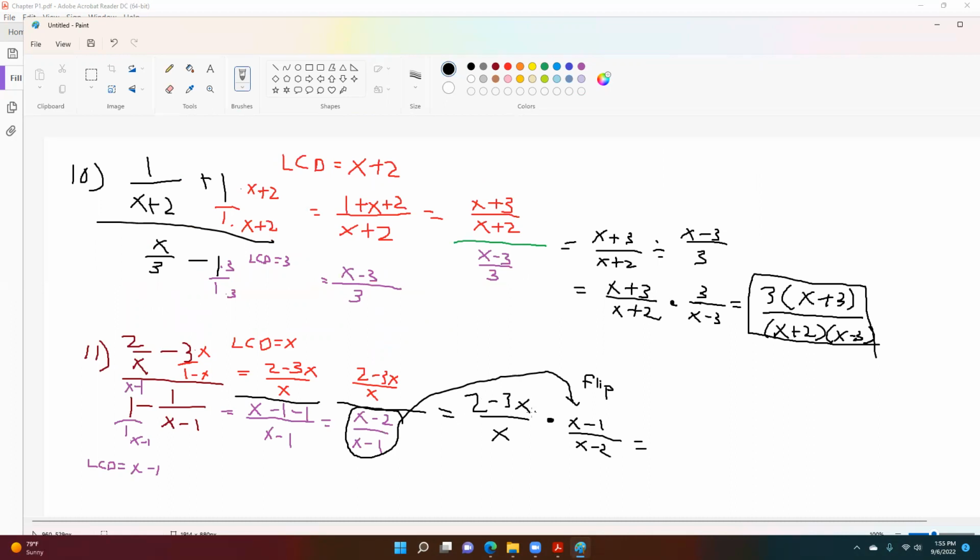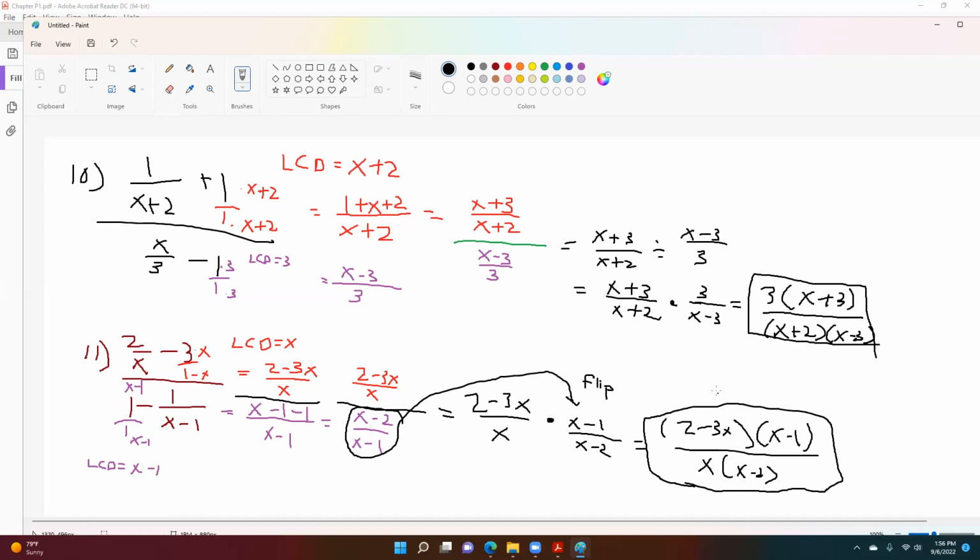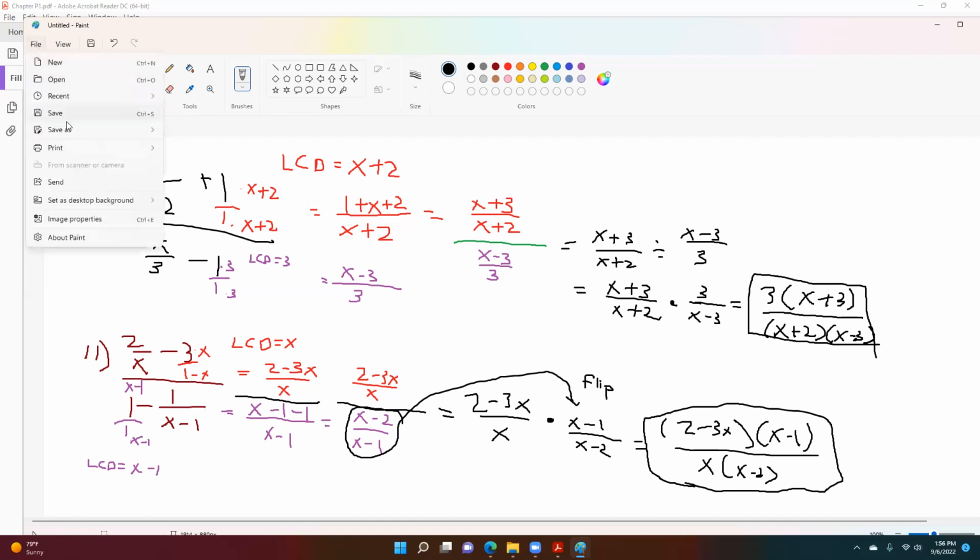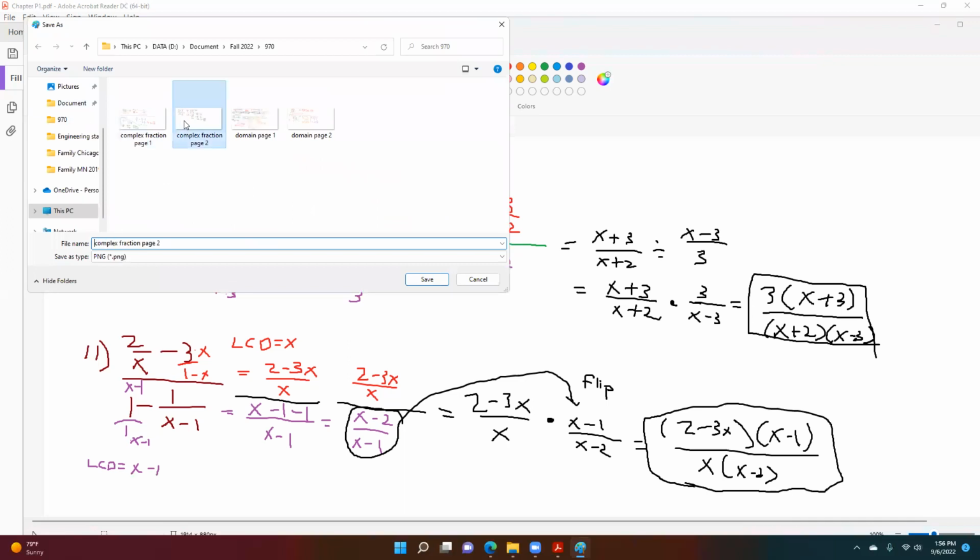Again, 2 minus 3x cannot be factored. x cannot be factored, and none of this is factorable because they all are power 1, and there's no GCF. And also, they are not in common, so there is nothing in common here, so you cannot cancel anything. So your answer in this case will be 2 minus 3x times x minus 1, again, just multiply them. And then on the denominator, you get x times x minus 2. So this is your answer for question number 11. Anyone have any questions here for me?